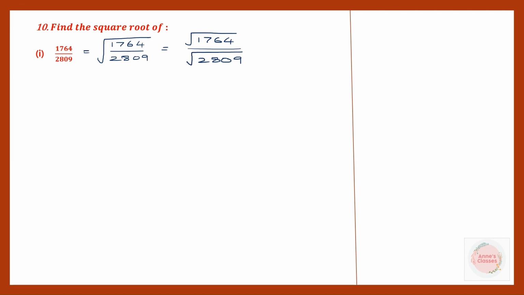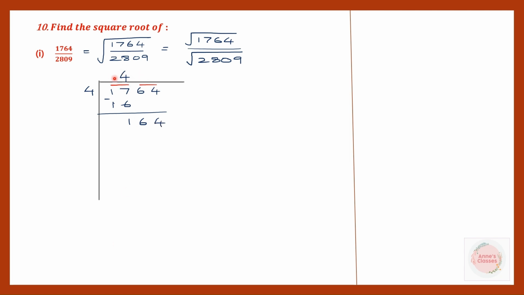So here let's use the division method. So we'll draw this and we'll begin with the first number, that is 1764. So what we do is first we pair it up from right to left. And now we have 17. Let's begin with that. So think of a number whose square is close to 17. So that will be 4. 4 fours are 16. 7 minus 6 is 1. We bring down the next pair, 64. Now our number is 164.